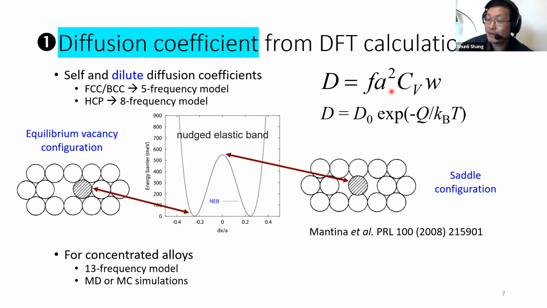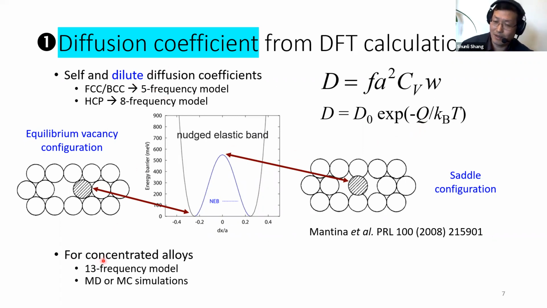And also based on this equation, the second one is the well-known equation, we call the Arrhenius equation. D0 is the prefactor for the diffusion. Q is the vacancy formation. This major one is what we want to determine in the literature. This is for the dilute alloy.